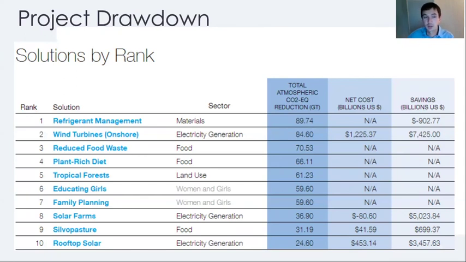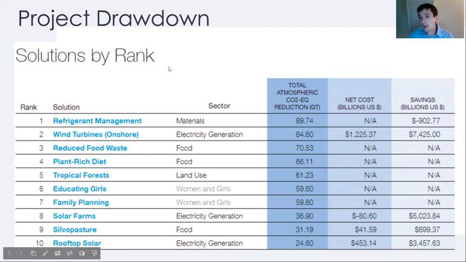Think of those wedges we talked about. So reducing refrigerants. If you remember, we talked about one of the most powerful greenhouse gases being CFCs, which are used as a refrigerant. So managing that can make a huge impact on reducing greenhouse gases. Putting wind turbines onshore, reducing food waste, moving to a plant-based diet, or at least a plant-rich diet.